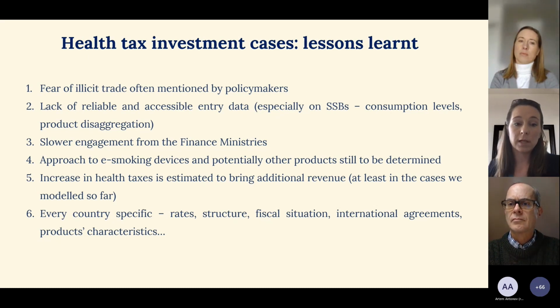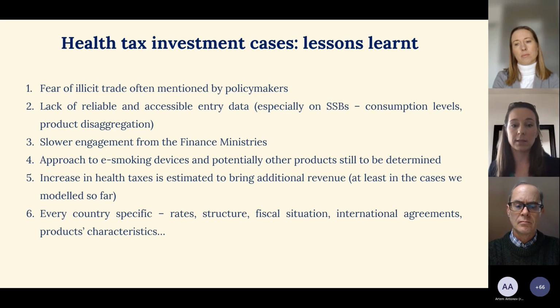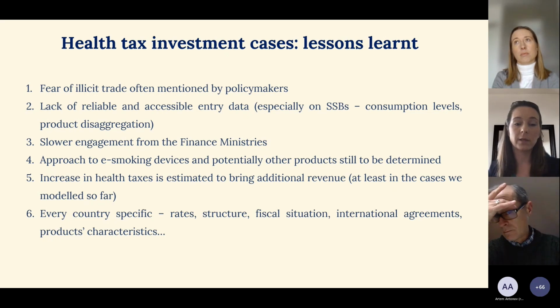Another challenge is a lack of data or accessible entry data, especially on sweet beverages. In addition, sweet beverages are quite a diverse category with different kinds of products where the prices differ. Sometimes also the tax rates differ. We can model it separately, but again, we need the data for it.